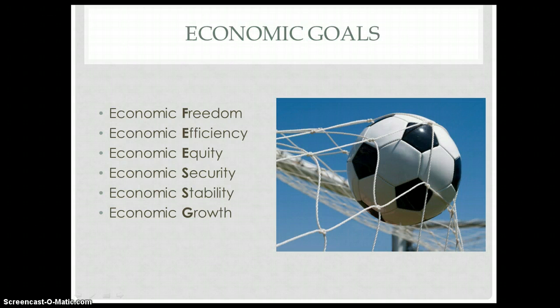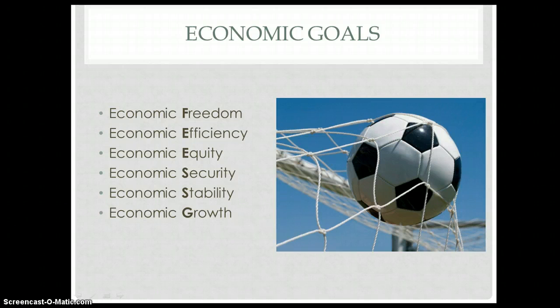Our economic goals. There are 7 economic goals. We're going to go through these slide by slide. So you can write these down now if you want. You don't have to, though. They're going to be economic freedom, efficiency, equity, security, stability, and growth. And these are the goals that all economic systems have. So all of these 7 goals are what an economic system wants to achieve.